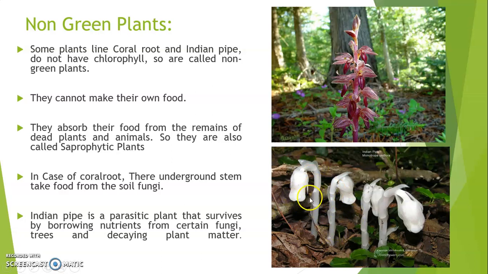And the Indian pipe is a parasitic plant that survives by borrowing nutrients from certain fungi, trees, and decaying plant matter. Okay, so this again takes food from the dead remains of other plants and animals, and the Indian pipe can grow in the dense forest. Even in the densest forest, the Indian pipe can grow. So I hope you have understood about the non-green plants.